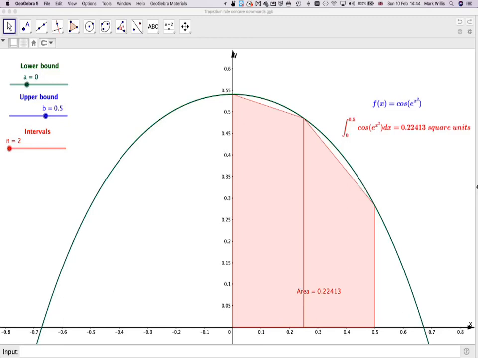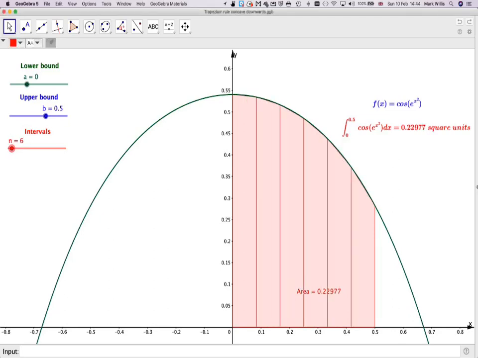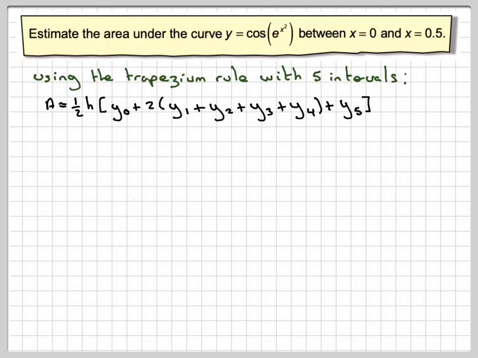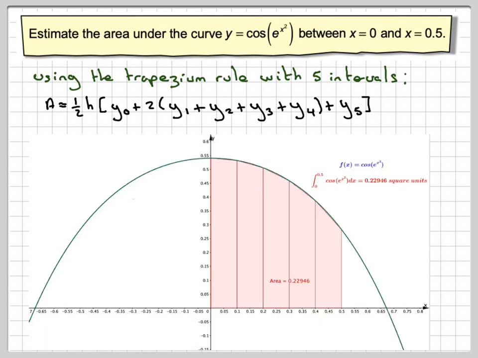So if we change the number of intervals to 5, which is what we're actually doing in this question, it looks like that, but you won't see, unless we really zoom in, that we actually have an underestimate. Okay, so doing the process, there's a picture of what I've just done.